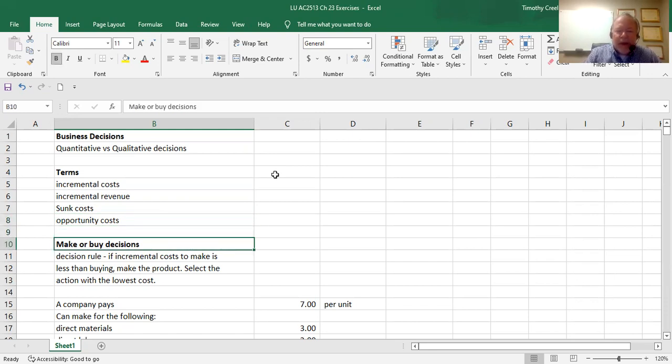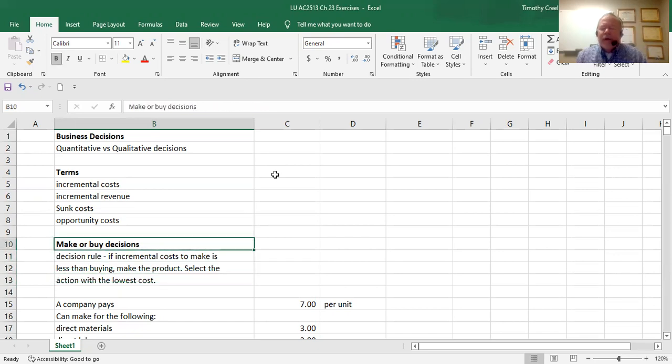Okay, so the first type of decisions that we're going to look at are make or buy decisions. For each of the decisions we're going to look at, there's a decision rule. And that is, if the incremental cost to make is less than buying, make the product. Select the action with the lowest cost.